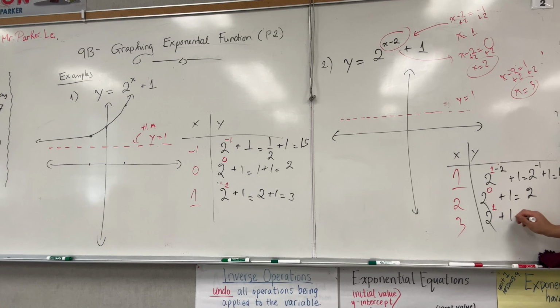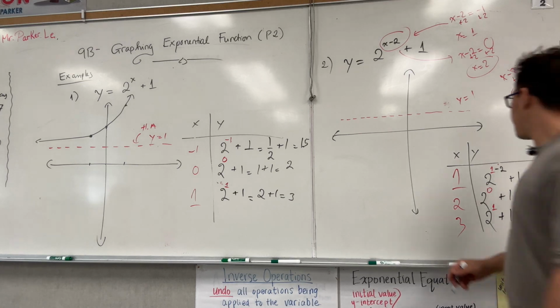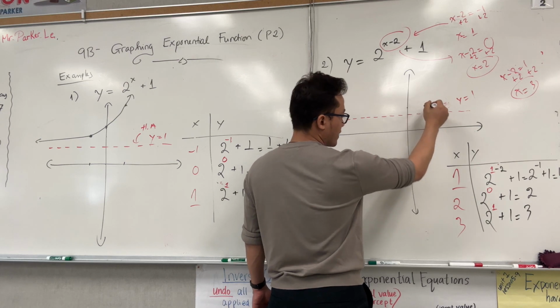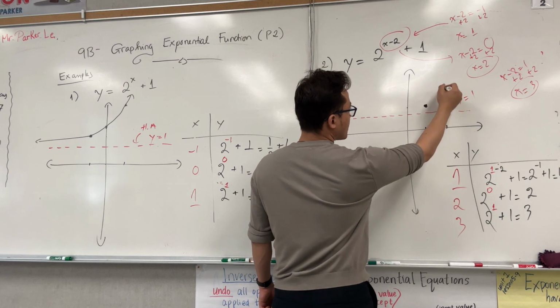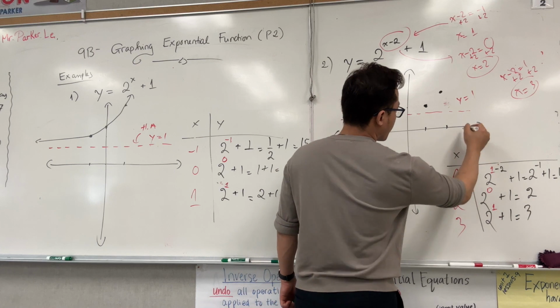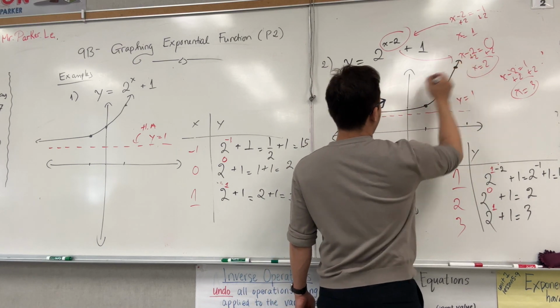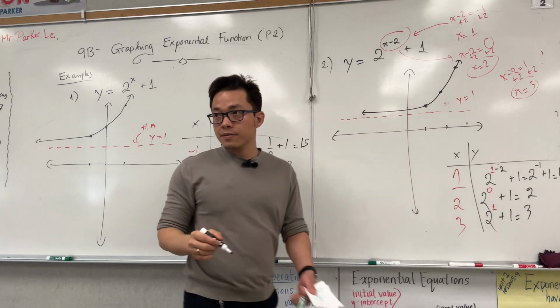Okay, this is going to be 3. Okay, 1, 1.5. This is 1. This is 1.5, maybe around here. 2, 2. So 2, 2, 3, 3. Sound good?